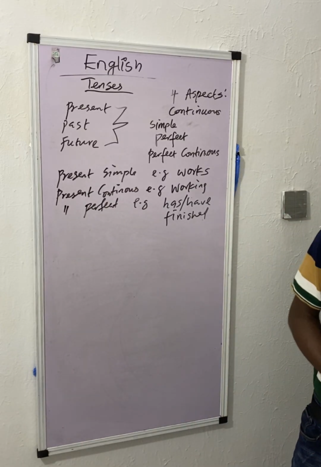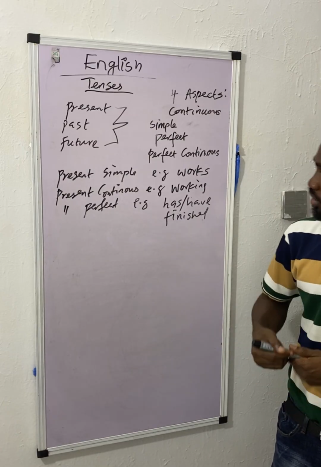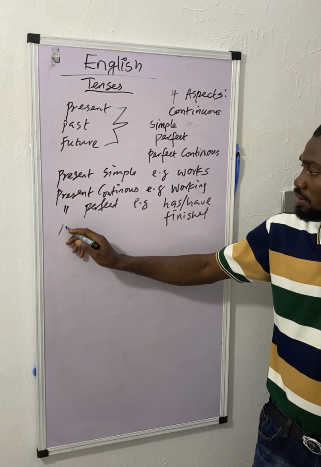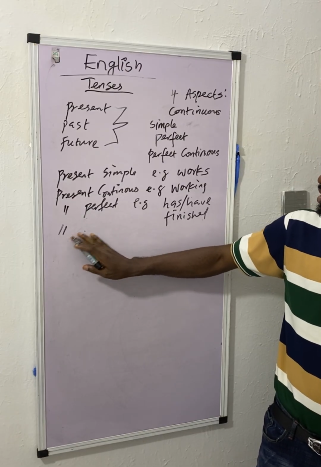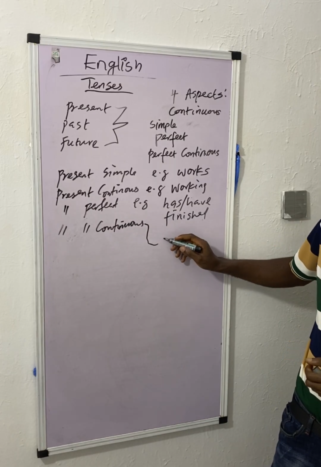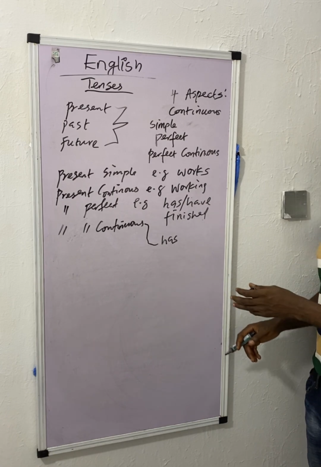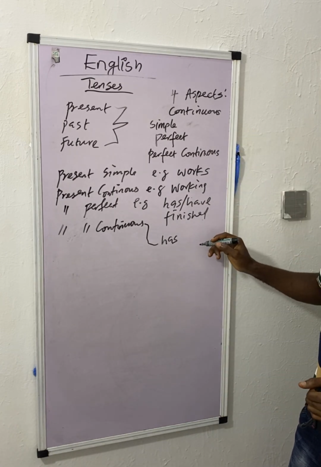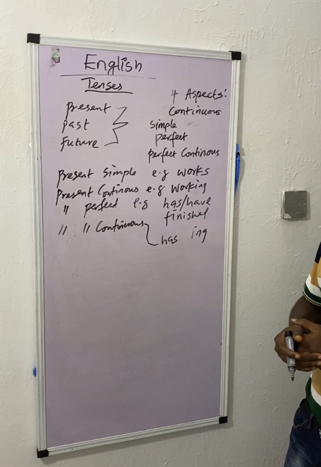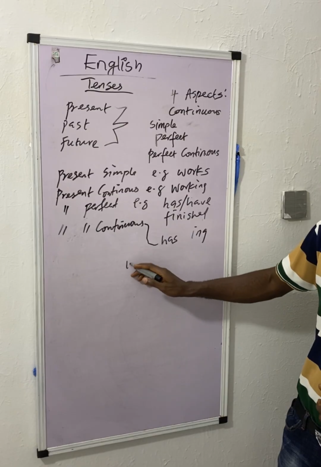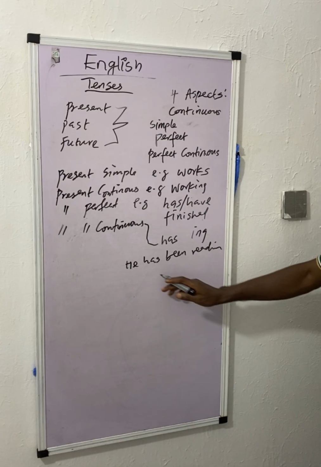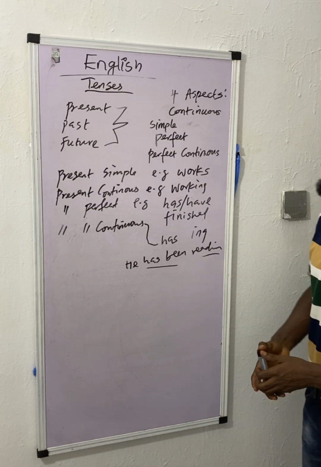Then the present perfect continuous has continuous in it. It has have or has, indicating that something has been completed, and it also has the ing form. Has been reading is an example of it. For example, he has been reading. So that's that for present tense.